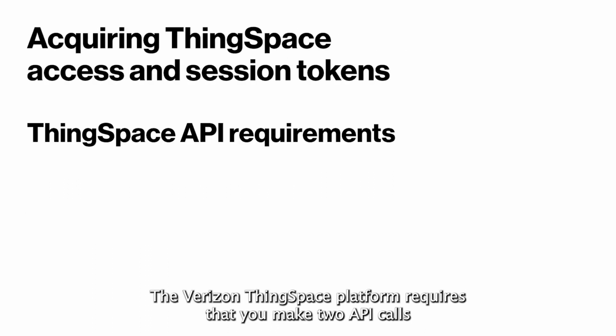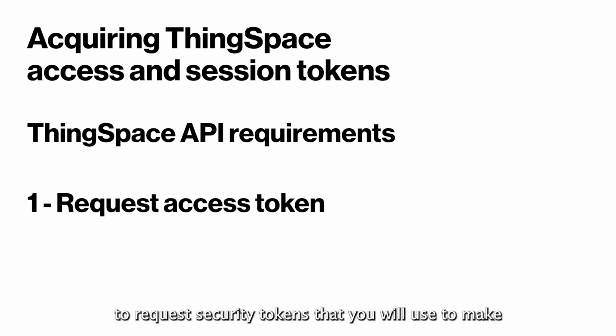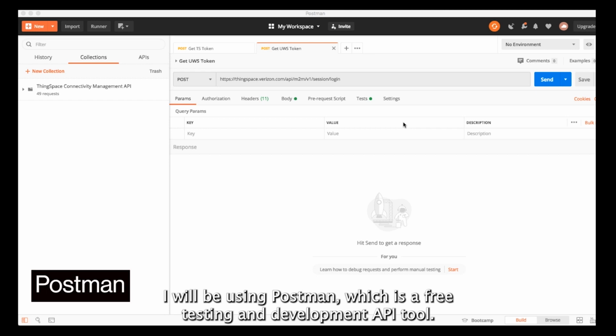The Verizon ThingSpace platform requires that you make 2 API calls to request security tokens that you will use to make further API calls against accounts under your profile. I will be using Postman, which is a free testing and development API tool.